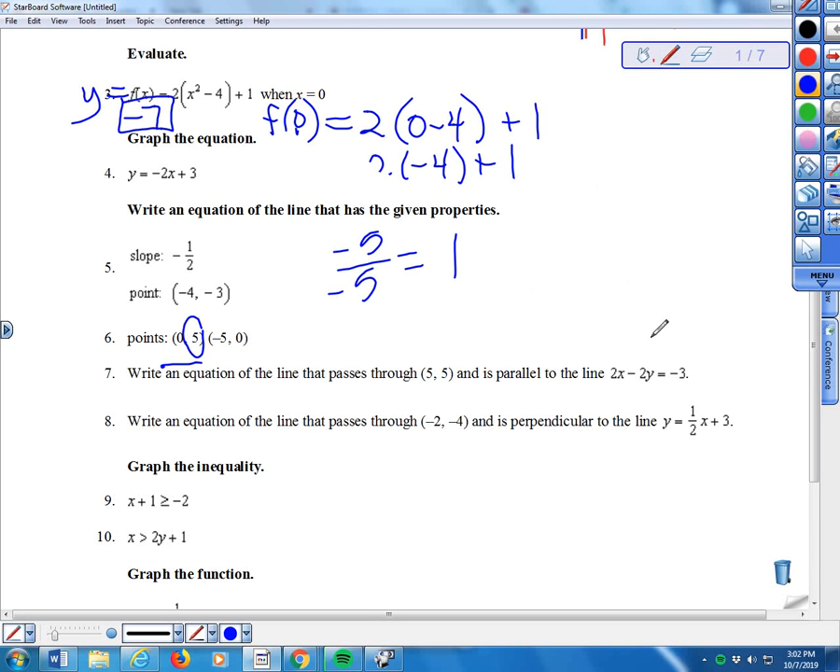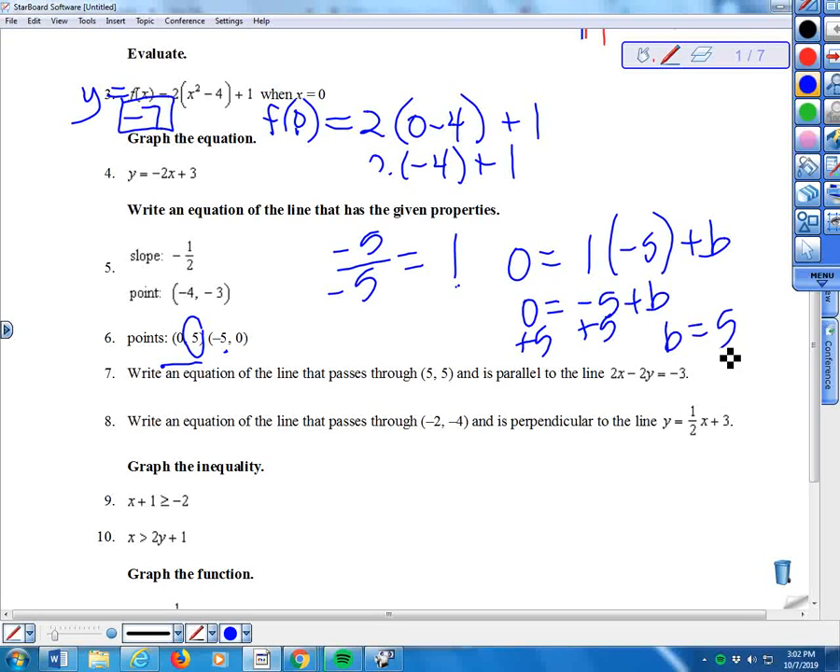Yes. So now let's go through the process, just for those of us that didn't see that right away. Let's just pick a point. Let's pick this point. We're going to plug this in for x and y. So 0 equals 1, which is my slope, times negative 5 plus b. 1 times negative 5 is negative 5. I add 5. And what is b? 5, which is what it is. Wait, what if you did it the other way though?